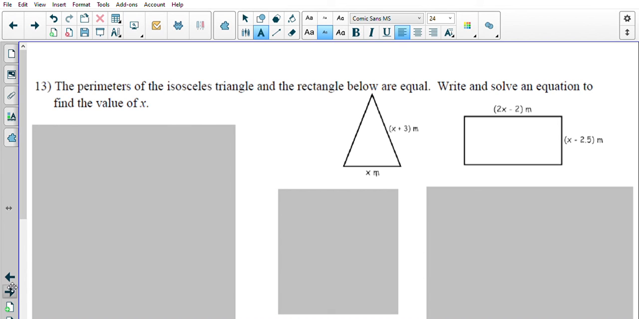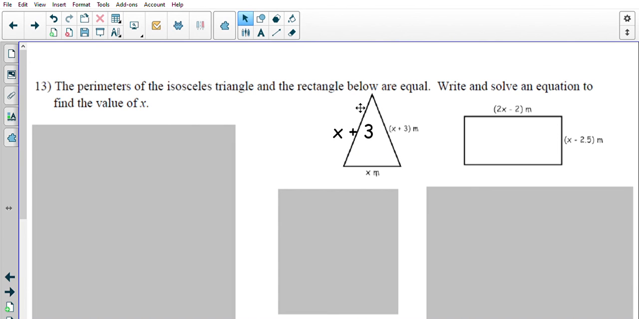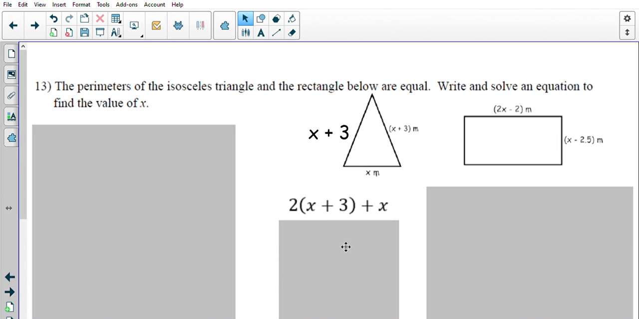The perimeters of the isosceles triangle and the rectangle below are equal. So we need to remember what an isosceles triangle is. Write and solve an equation to find the value of x. If this triangle is an isosceles triangle, it means that it has two congruent sides. So that means this side right here is x plus 3. So we have two sides of length x plus 3 plus another side of length x. That's going to get us, and by the way, the m just represents meters. It's not a separate variable.